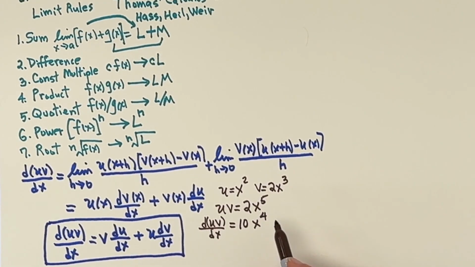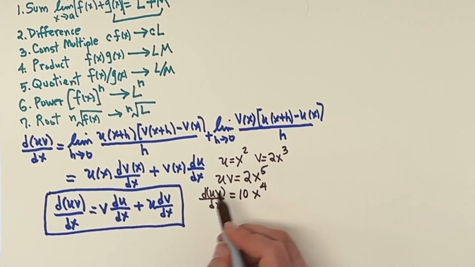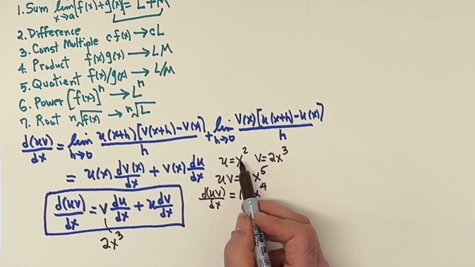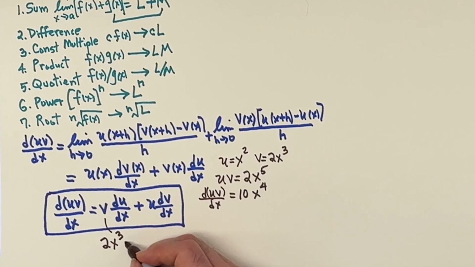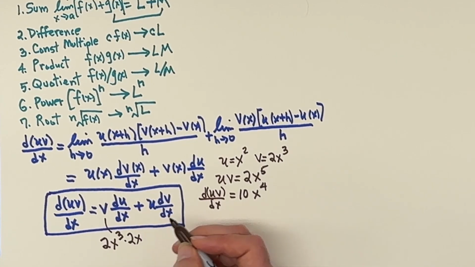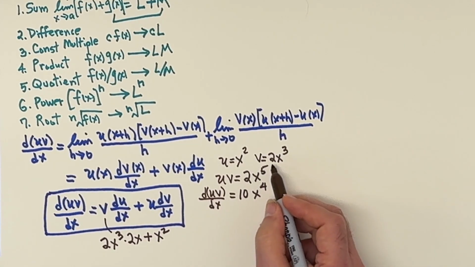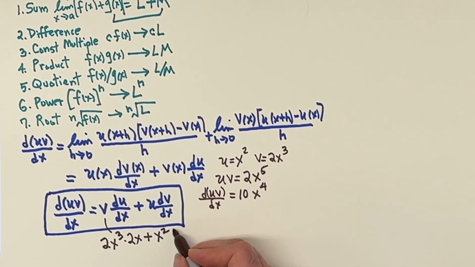But can we get that answer using this combination here? Well, the v would be 2x cubed and the u is x squared, so the derivative would be 2x. So this would be multiplied by 2x. And then over here, the u is x squared. And then the v is 2x cubed, so you bring the 3 down, you get 6x squared. So this would be times 6x squared.